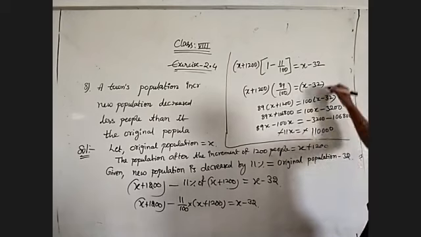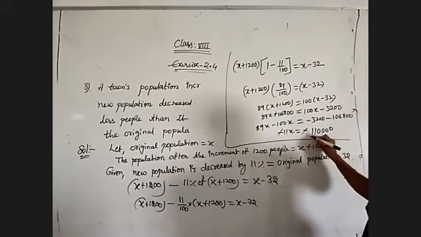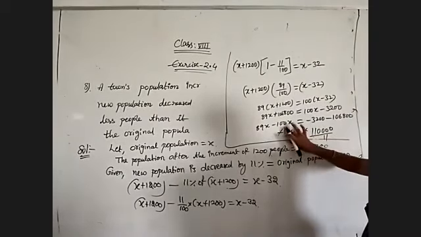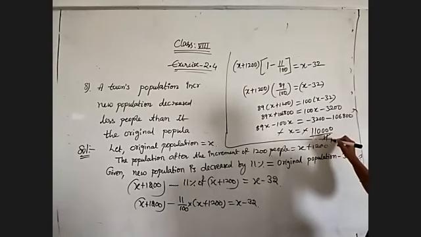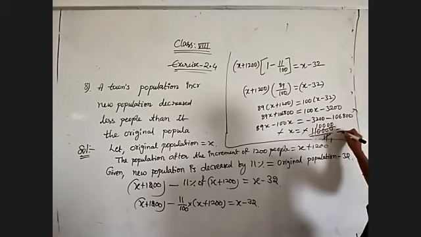By bringing 11 to this side, we will get by 11. X is equal to this one, we will get 11 ones are 11 and 0, 0, 0, 0. So that is a 10,000 population.